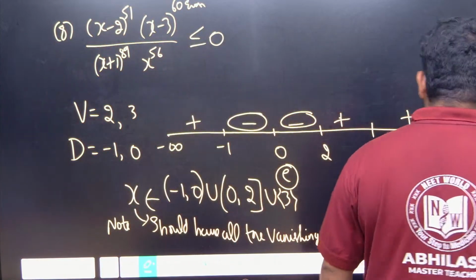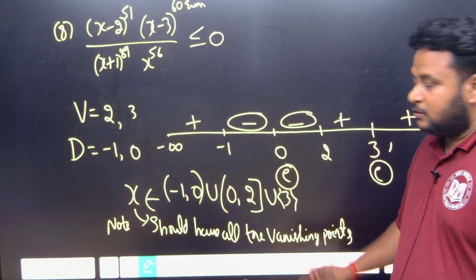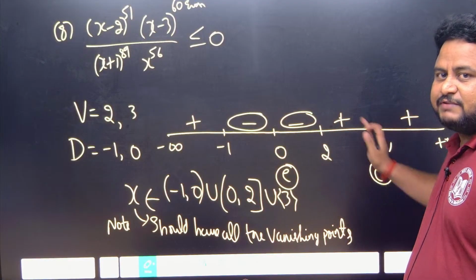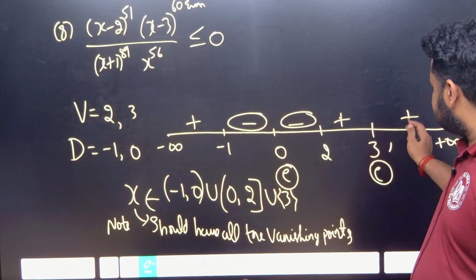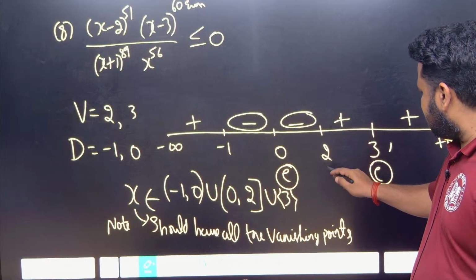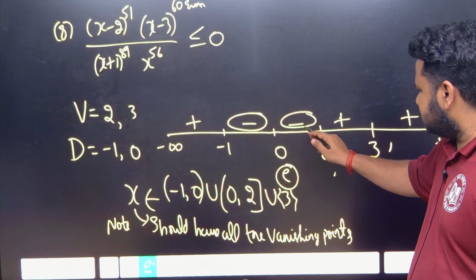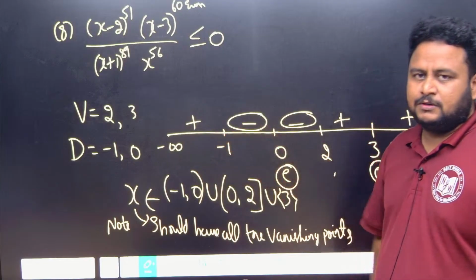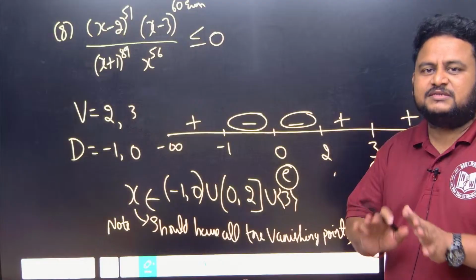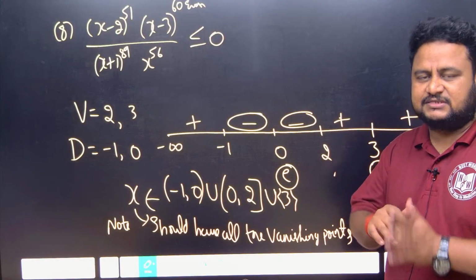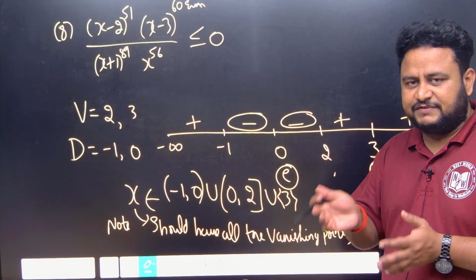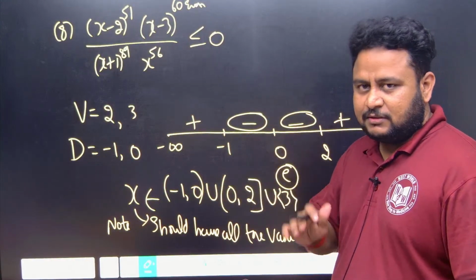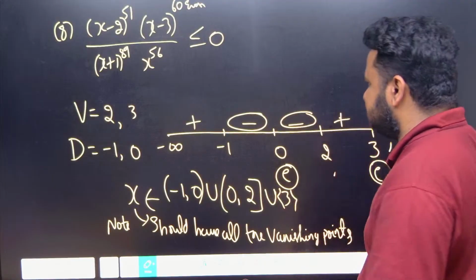So we have to pay attention to the even powers. Odd power means nothing, no need to worry. Even power means the sign will remain the same. Plus will remain plus, and minus will remain minus. With odd power, plus will become minus, and minus will become plus. Basically, if it is even power, the signs won't change. If it is odd power, the signs will change. So this is the key point you should keep in mind.